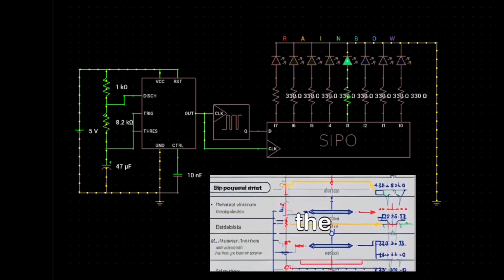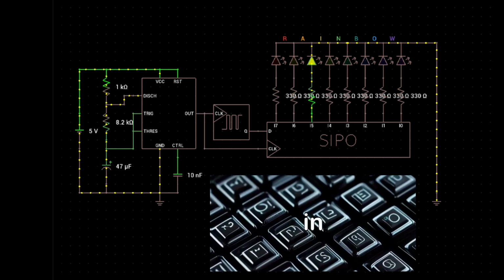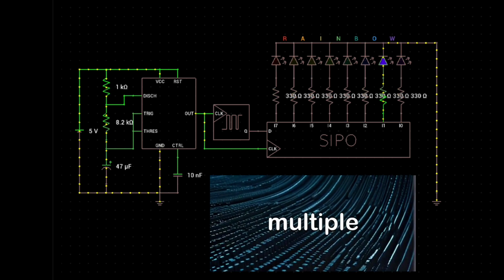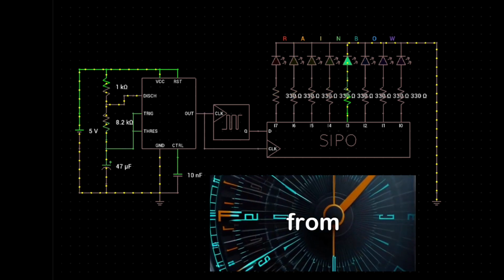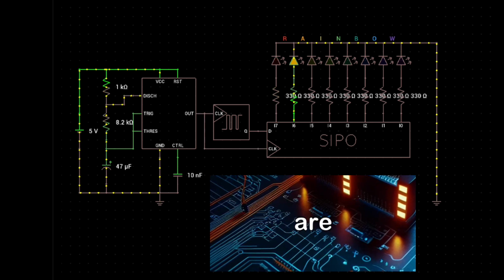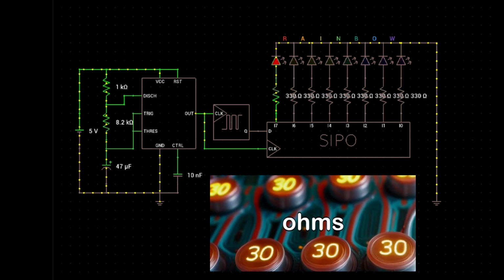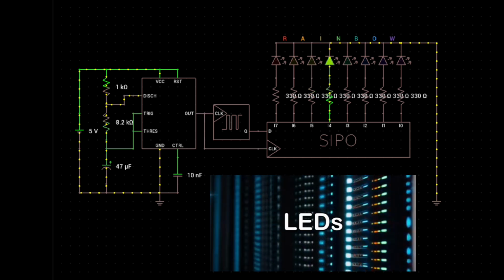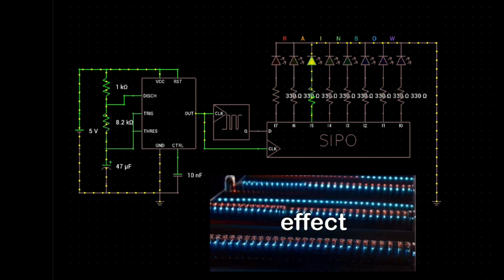The next block is the SIPO register, which stands for Serial in Parallel Out. This register takes in data one bit at a time and outputs it across multiple pins. With every clock pulse from the 555 timer, the data shifts from one output to the next. In this circuit, the outputs of the SIPO register are connected to LEDs through current limiting resistors of 330 ohms. As the bits shift inside the register, the LEDs turn on one by one in sequence. This creates a running light or chaser effect.